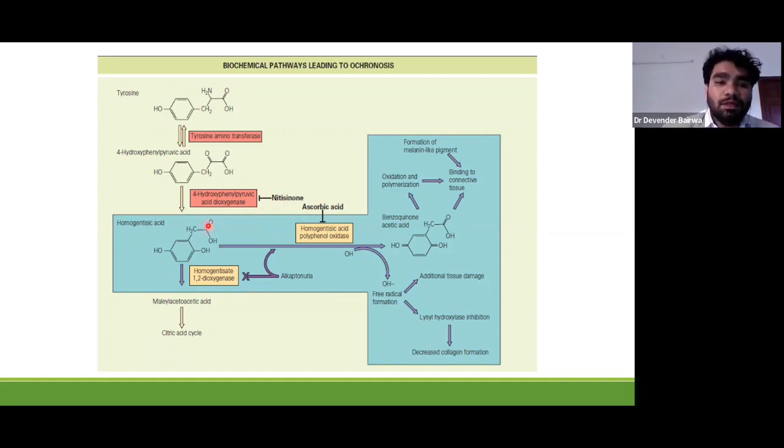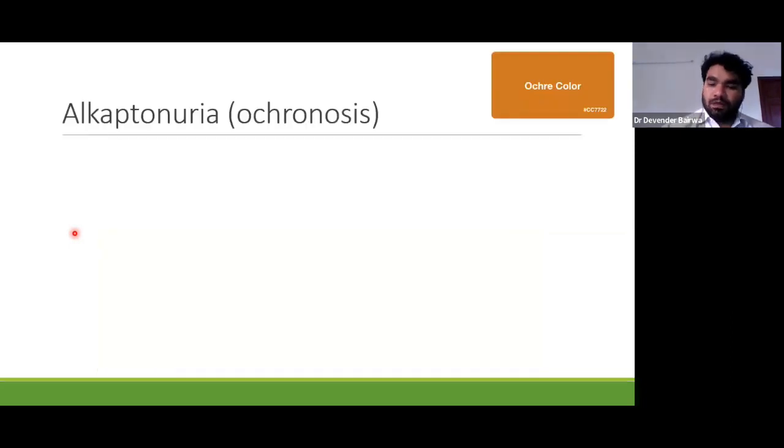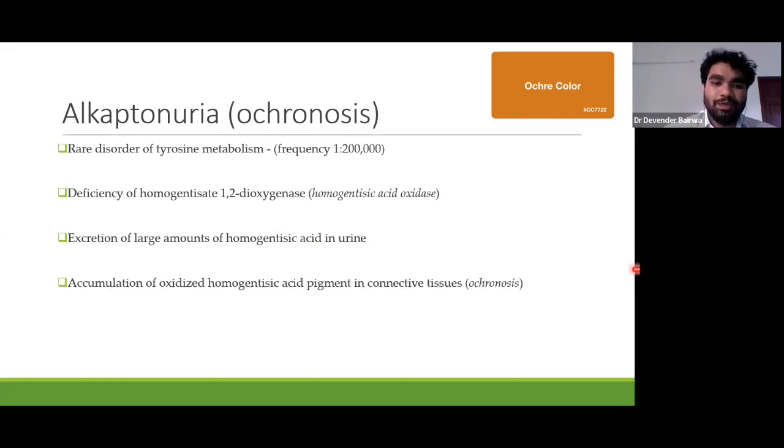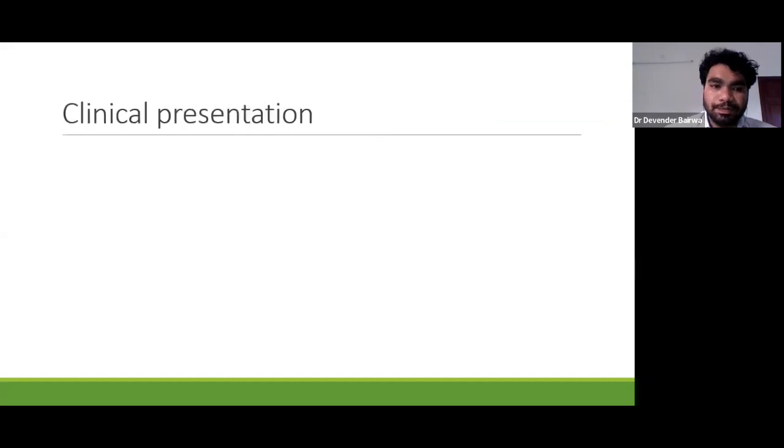And this homogentisic acid, when it accumulates, apart from leading to the formation of pigment, when it comes out in urine, it also leads to blackening of urine. So alkaptonuria, ochronosis, is a rare disorder of tyrosine metabolism, with a frequency of about 1 in 2 lakh cases. There is deficiency of homogentisate 1,2-dioxygenase, homogentisic acid oxidase, and in this disease there is excretion of a large amount of homogentisic acid in urine, and there can be accumulation of oxidized homogentisic acid pigment in connective tissue. That's how the name ochronosis has come.